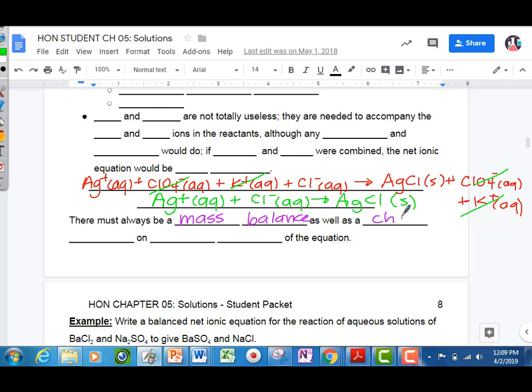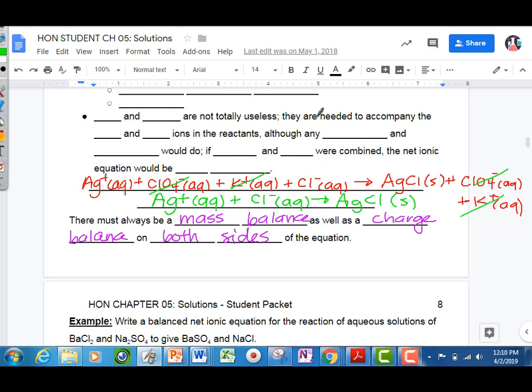as well as a charge balance on both sides of the equation. So you guys know what a mass balance is. We don't really call it that, but that just means that the law of conservation of mass is obeyed. So you have the same number of each type of atoms. If you've done it correctly, the charge balance will come right along with it. You won't have to do anything additional.